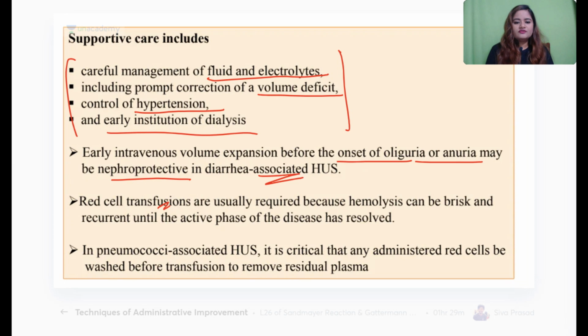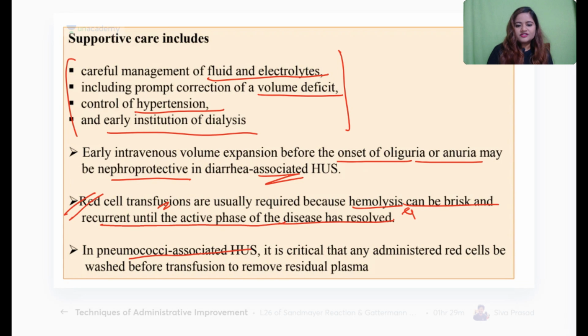Red cell transfusions are usually required because hemolysis can be brisk and recurrent until the active phase of the disease has resolved. So if a lot of hemolysis has occurred and the Hb has fallen down drastically, then only you can do a red cell transfusion, that is PRBC transfusion.